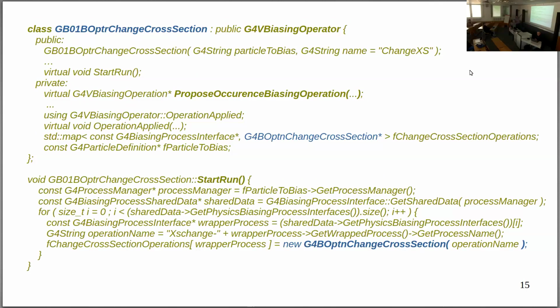And here is where you define the operator, change cross-section for one particle. You see that in red, it's from a Geant4 class, a virtual class, G4VBiasingOperator.